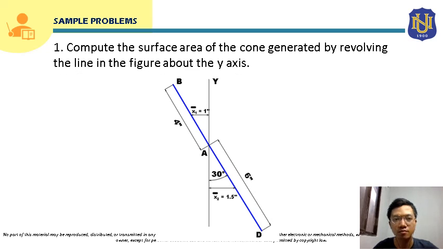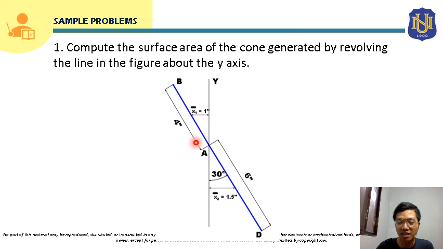Okay, so let's solve sample problem number 1. Compute the surface area of the cone generated by revolving the line in the figure about the y-axis. So this is the y-axis, and we have here this line, line BD. As mentioned in the problem, we are going to rotate this about the y-axis. But the problem here is that the axis where we are going to revolve this intersects this line, right?